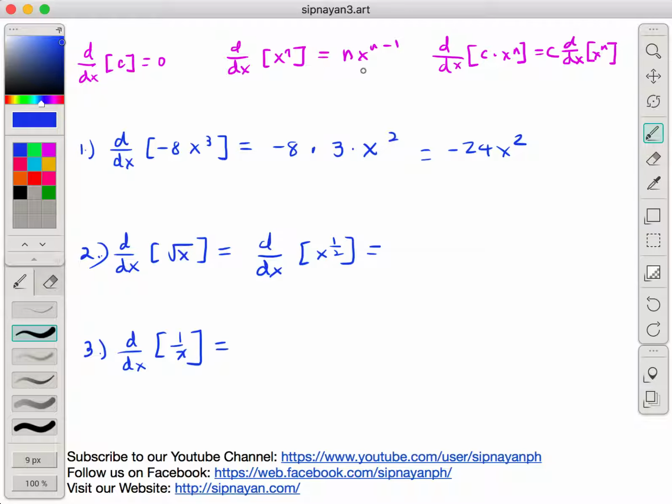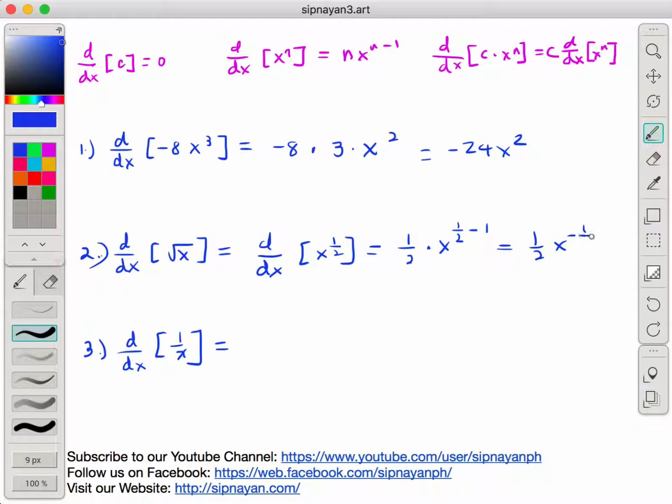So, pwede na natin kunin yung kanyang derivative. Magiging yung n natin ay 1/2, di ba? So, 1/2 ilalagay natin dito sa front, times x to the 1/2 minus 1. Yung n natin ay 1/2 and then we subtract 1. So, this becomes 1/2 x raised to the, what is 1/2 minus 1?